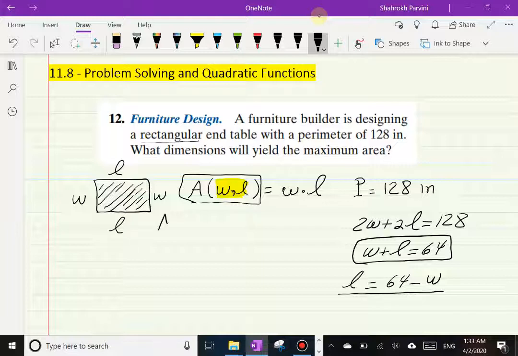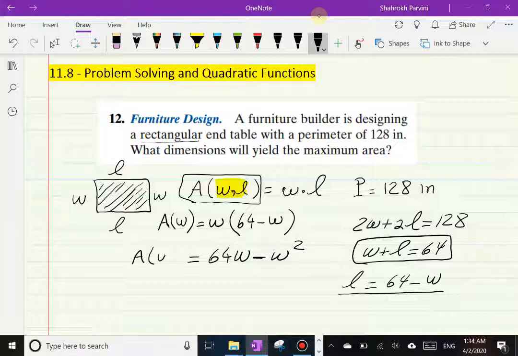So I'm going to rewrite now area A as a function of just W. You see that? We usually write f of x. So f is a function. The function here is the area function. And instead of variable x, we have variable W, the width. So I'm going to write my equation W times L, but then L is 64 minus W. And distribute W, I get 64W minus W squared. So note here, we have a quadratic function in W.